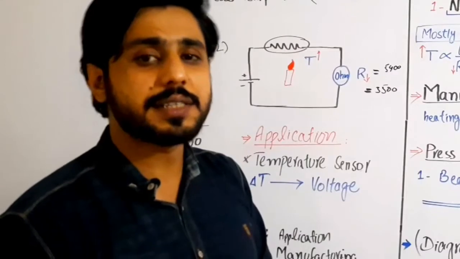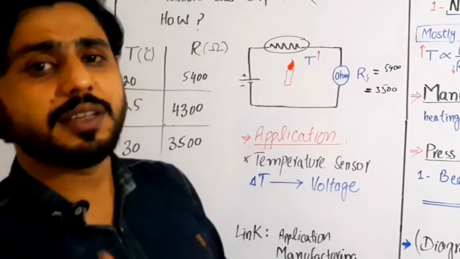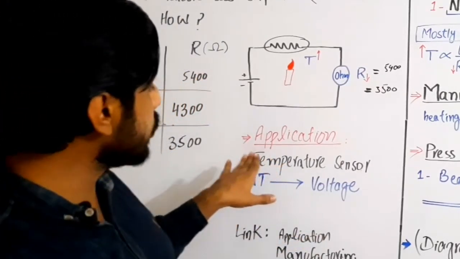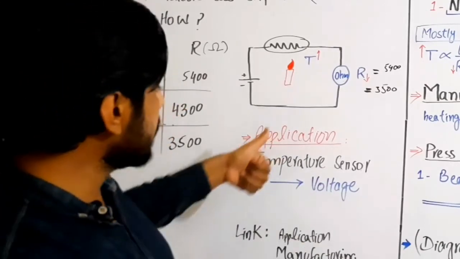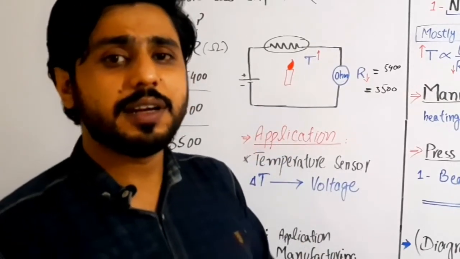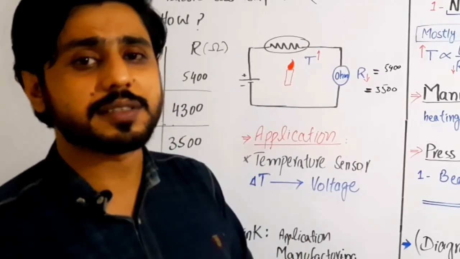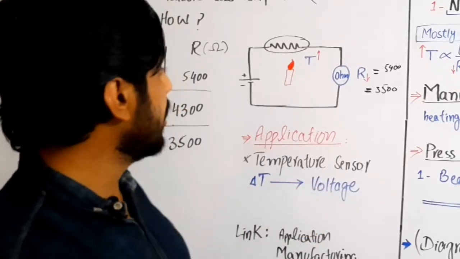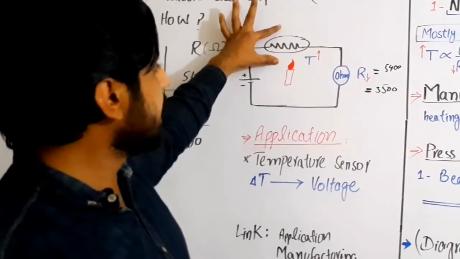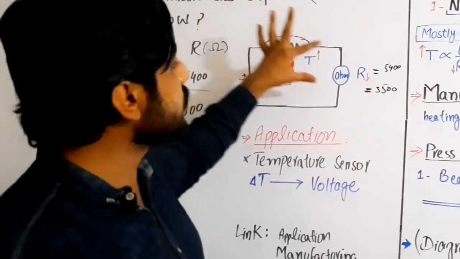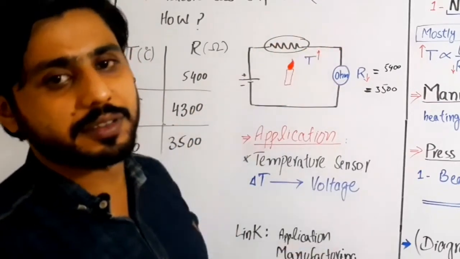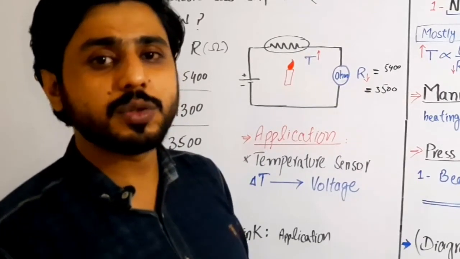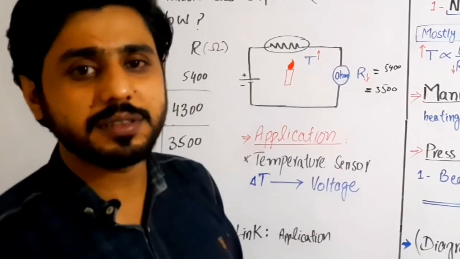Now we will discuss its application. Application means where it is applied in our daily life. Its first application is that it is used as a temperature sensor. The thermistor is used as a temperature sensor. A temperature sensor is basically a device that converts temperature difference into voltage. For example, I am giving a temperature to this thermistor, then this thermistor will convert the temperature difference into voltage. That voltage will drive current. I give you a link of the application in the description. By clicking on that link, you can watch the application of the thermistor in detail.